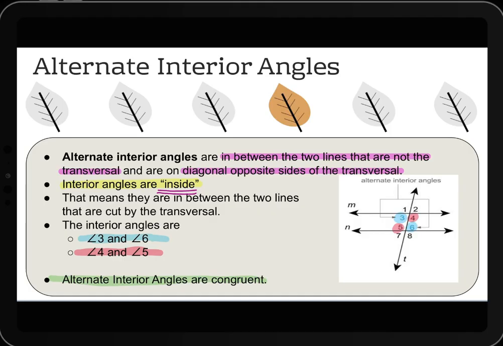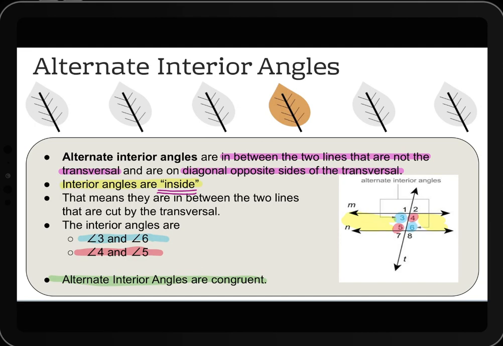We also have the alternate interior angle pair as well. Alternate interior angles are angles that are in between the two lines that are not the transversal. The space that I'm referring to, which I'll highlight in yellow here, is right here. This is the interior of the two lines that you can see. That means they're in between those lines cut by that transversal.